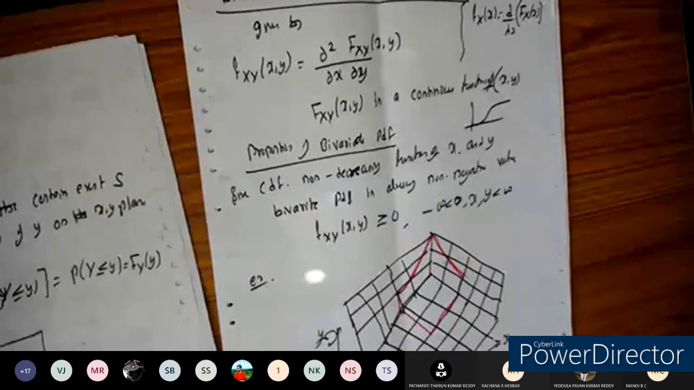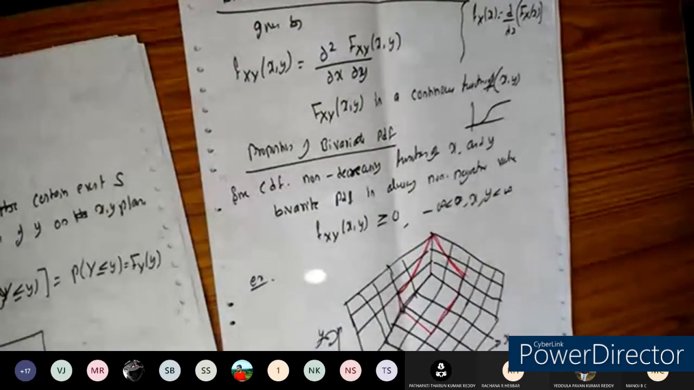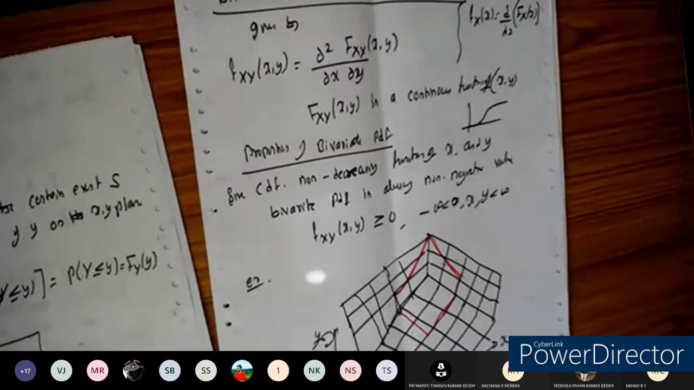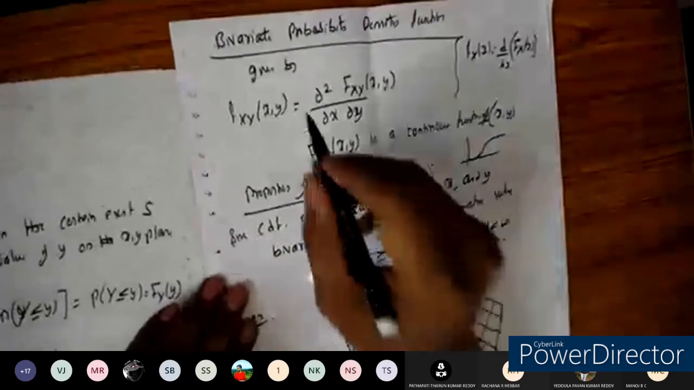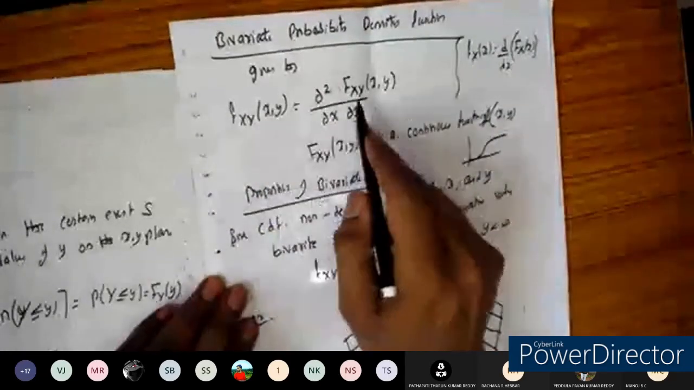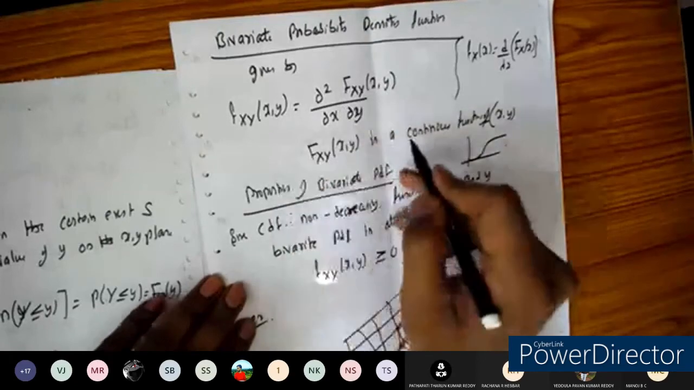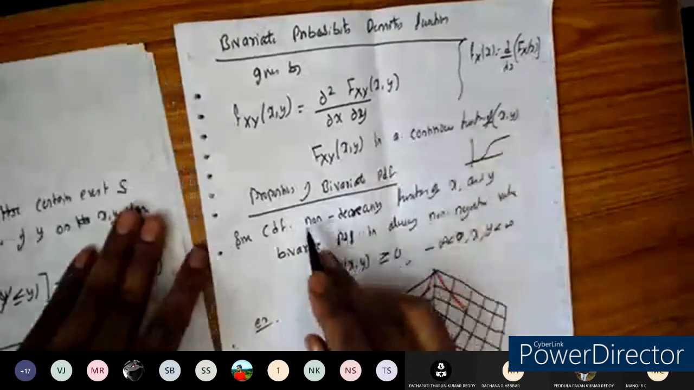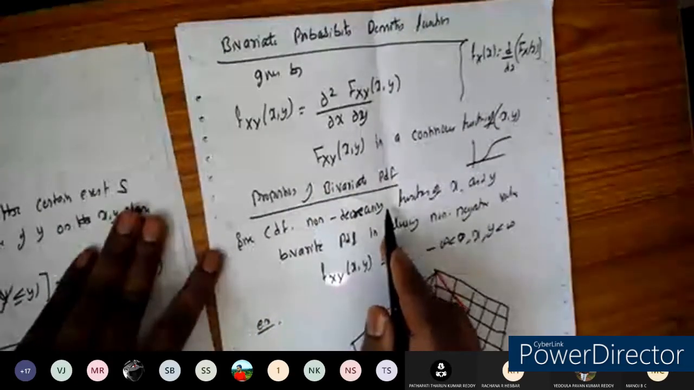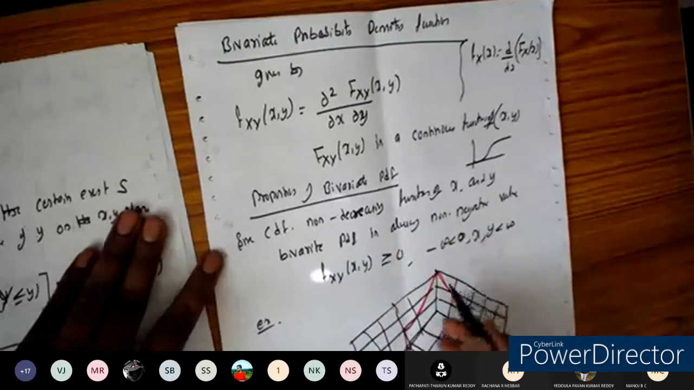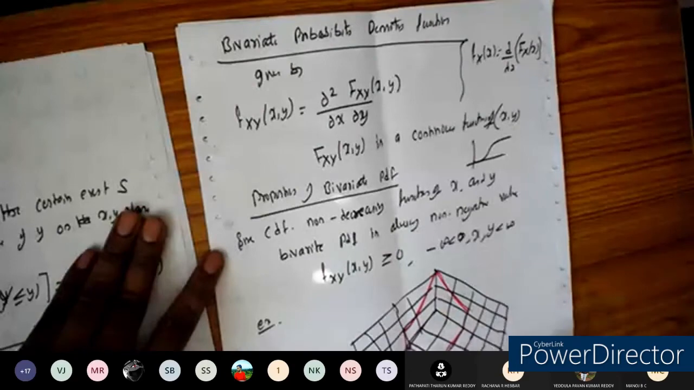The properties of the PDF that we have seen can also be extended to the bivariate PDF. We defined the bivariate PDF, which can be obtained by differentiating the CDF. Since the CDF is a non-decreasing function of x and y, the PDF will always be greater than or equal to 0.